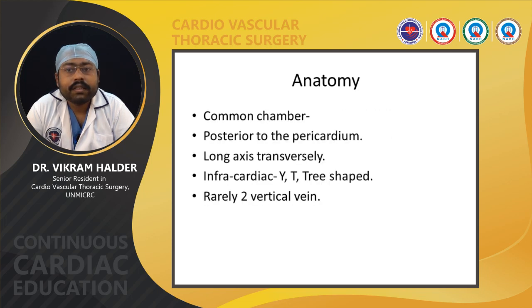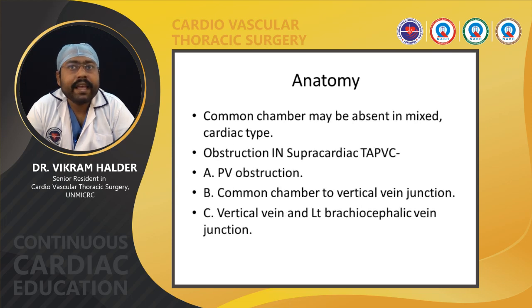Now come to the anatomy of the common chamber. The common chamber is normally located posterior to the left atrium. Horizontally, its long axis is oriented transversely, and in intracardiac TAPVC it may be Y-shaped, T-shaped or tree-shaped. Normally one vertical vein connects from the common chamber to the innominate vein or portal vein. Rarely two vertical veins have been described. The common chamber may be absent in the mixed or cardiac type.